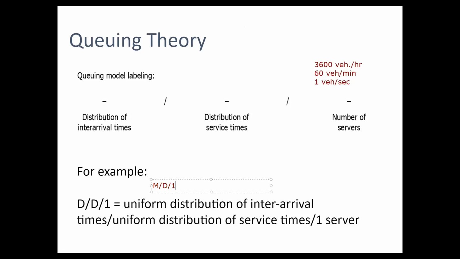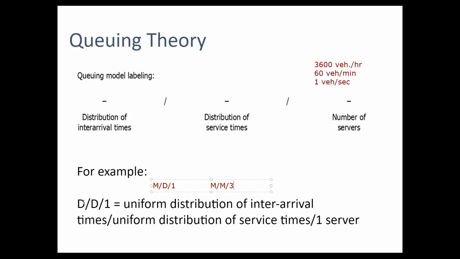For departure, you still have deterministic distribution, and you have 1 departure chain. If I did M/M/3, that means you have exponential distribution for the arrival times, exponential distribution for the service times or the departure times, and then you have 3 departure chains.